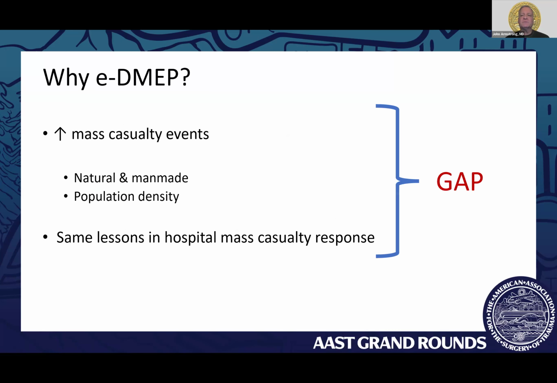Why E-DMEP? Well, Adam shared that we live in a dangerous world with increasing mass casualty events. Those are from nature, they are from human beings, and we live in areas with increased population density. So when these events strike, there's a greater population at risk. But I think the other part to this is when you look at results from hospital mass casualty response over the past several decades, we are seeing the same lessons. And if we're seeing the same lessons, then we clearly have a gap. In other words, the lessons aren't being learned.